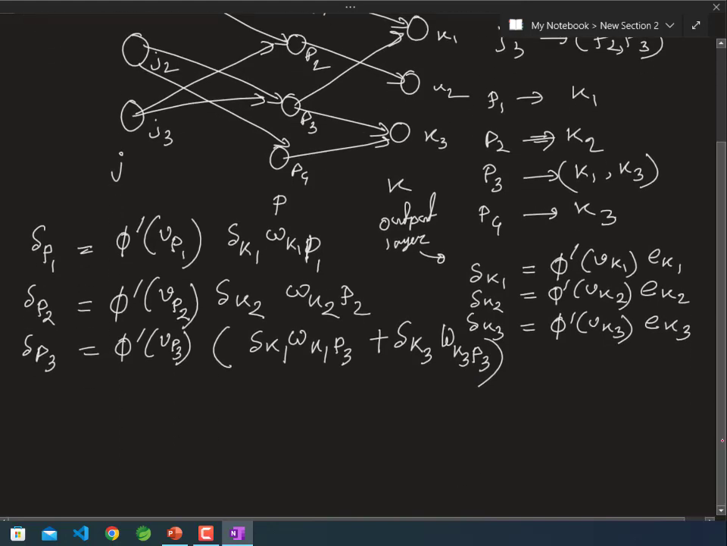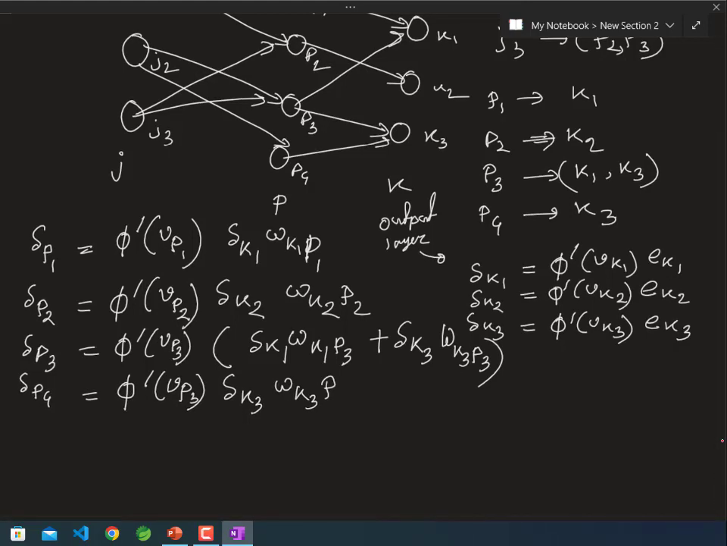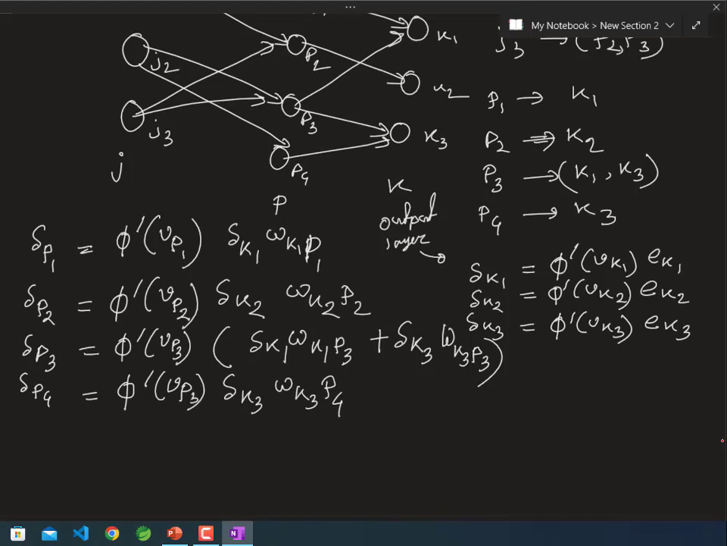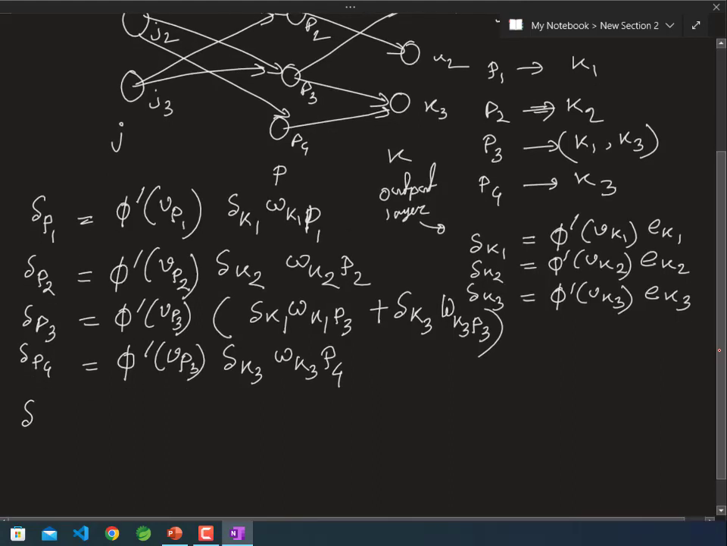And next, if we move forward, delta P4. The P4 term is connected with K3 only, so we can say that phi prime of V P4 is computed with delta K3 W of K3 P4. Sorry, it will not be P3 because it's connected with P4, so it's P4. So these are the equations formed with the help of P, but our target is to compute the jth layers. How we can compute the jth layers is now very easy.